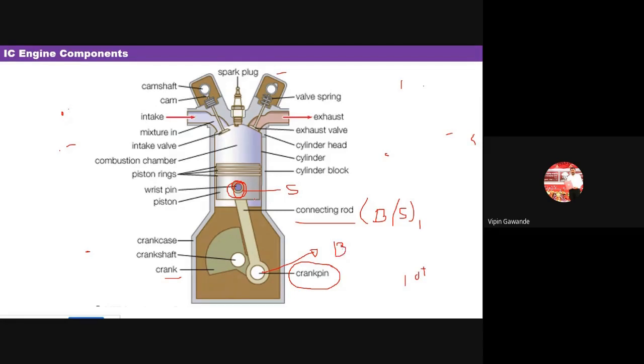Now the small end of the connecting rod is connected with the piston with the help of the wrist pin, which we also call the piston pin, or gudgeon pin. These types of words are given in our theory. So the piston pin or wrist pin is used for connecting the connecting rod with the piston.